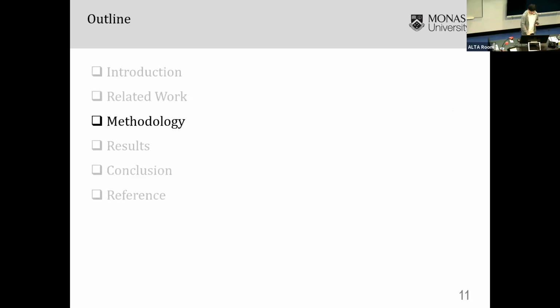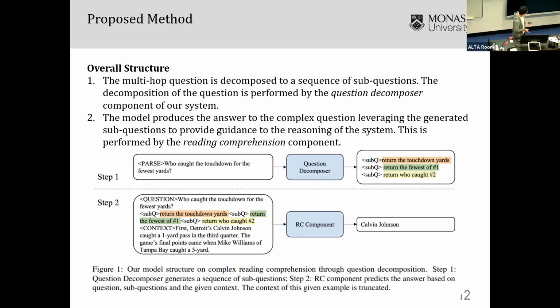So basically, our methodology is very simple, but quite effective. Step one, we have a question decomposer. Given a complex question, we map it to several sub-questions. And then step two, we just concatenate them all, because a language model is end-to-end style, so we can fine-tune it on a specific data set. So we just concatenate the original question, the sub-questions and the context, and give it to another language model to produce the final answer. That's it.